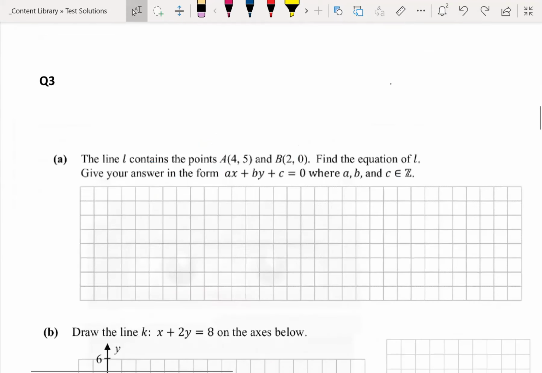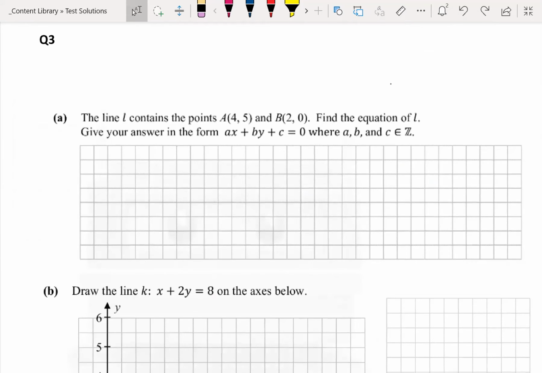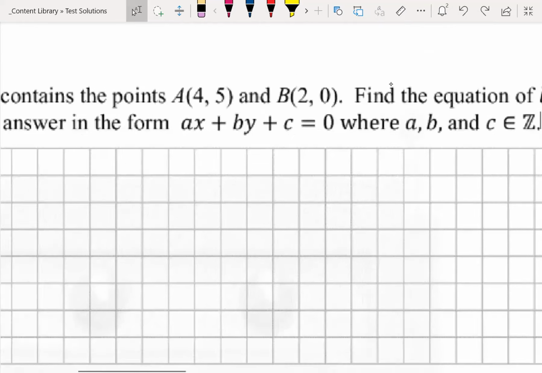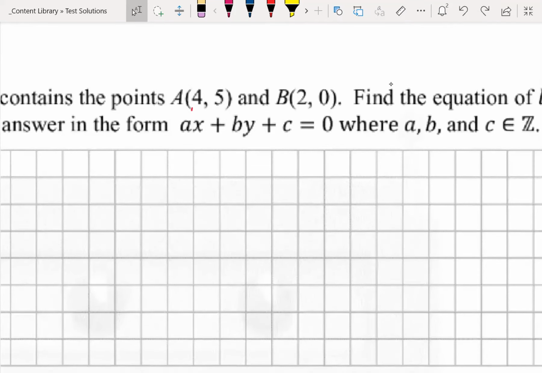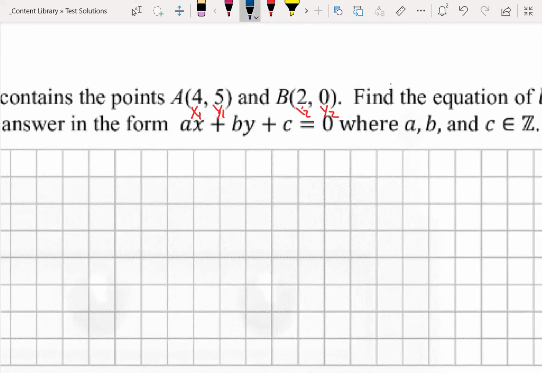Question 3. The line L contains the points A and B. Find the equation of L. As I always said to you, if you're in class, if you're looking for the equation of something, you need to know the slope and you need to know one point. So again, we'll just label our points. We need to get the slope because they haven't given it to us.